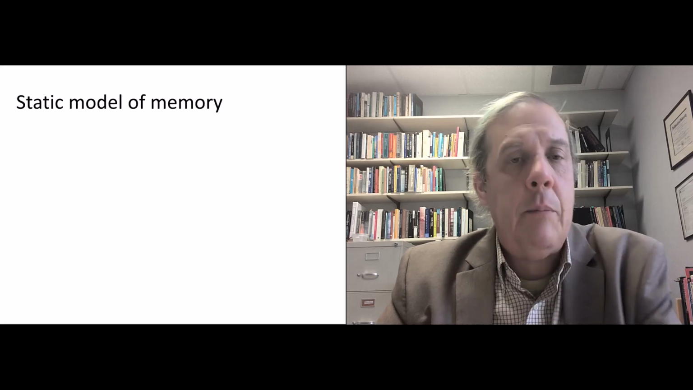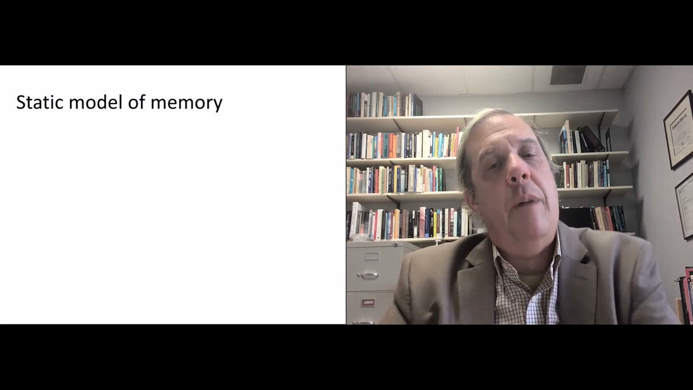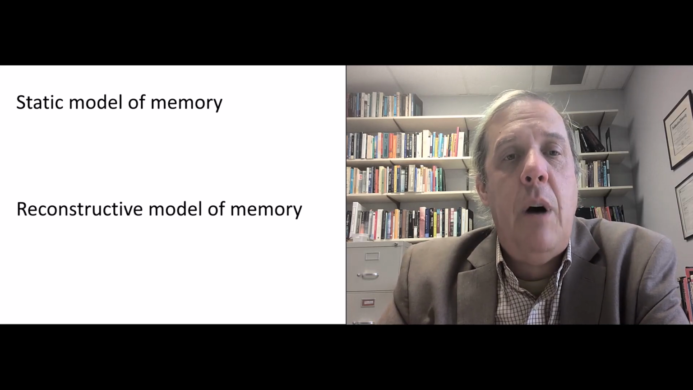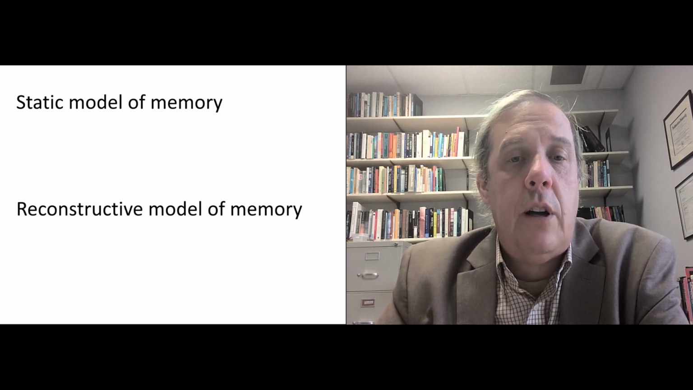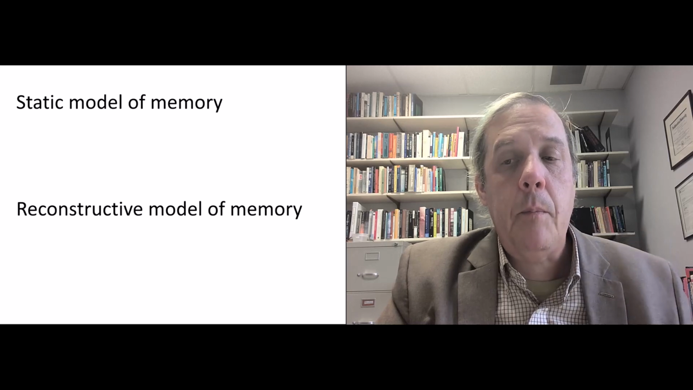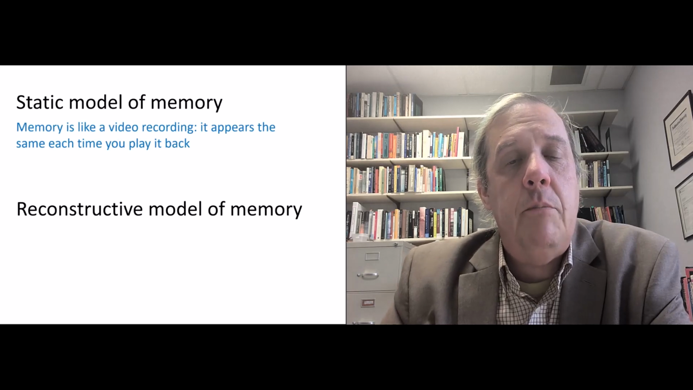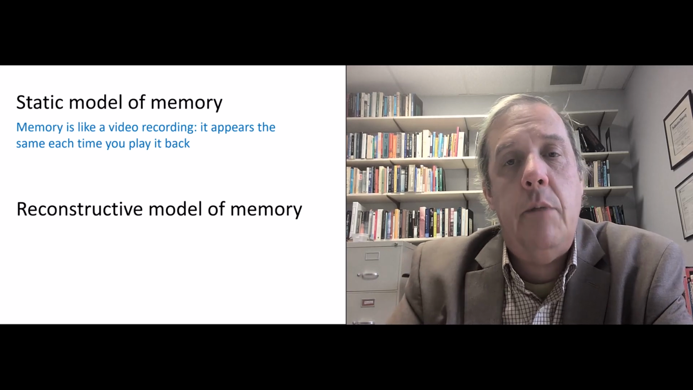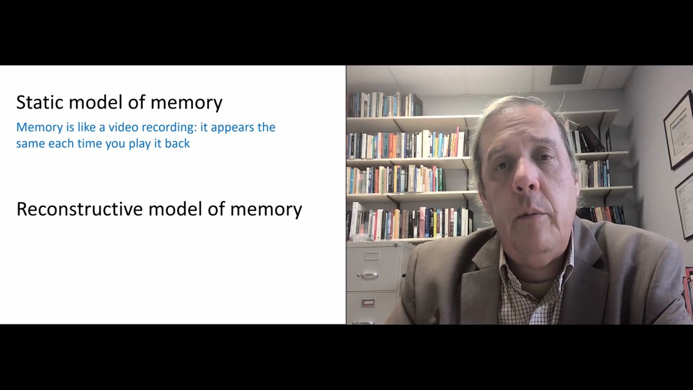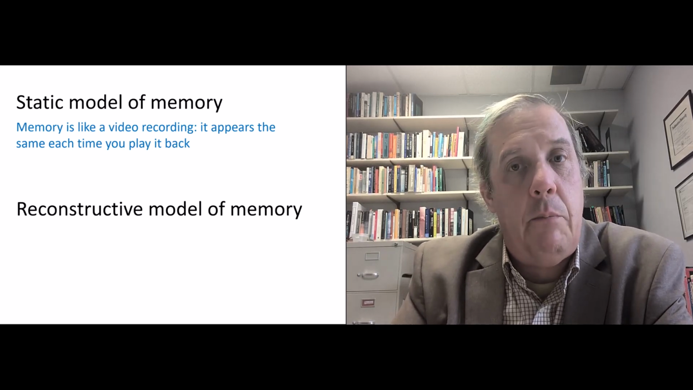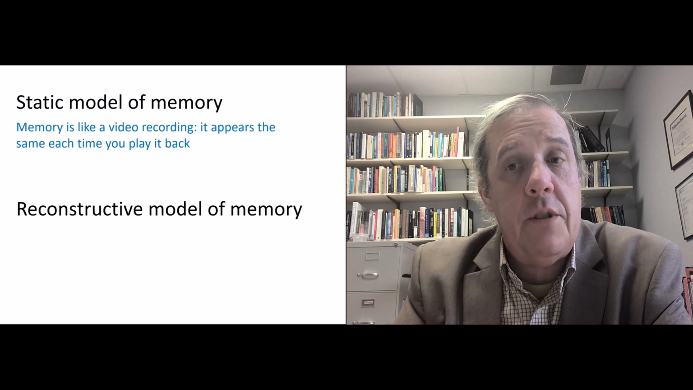So one way of thinking about it is that there are two models of memory, two ways of understanding the way memory works. There's the static model of memory, and there's the reconstructive model of memory. For the static model of memory, we imagine that memory is like a video recording. It appears the same way each time you play it back. All of the information is in the recording, and all you do is scroll back on that little bar and go back and it's just the way it was before.